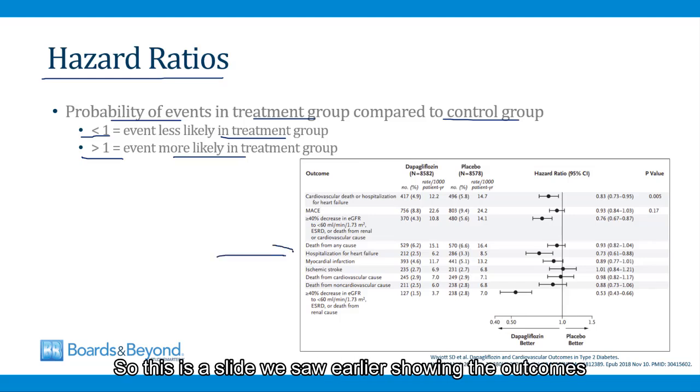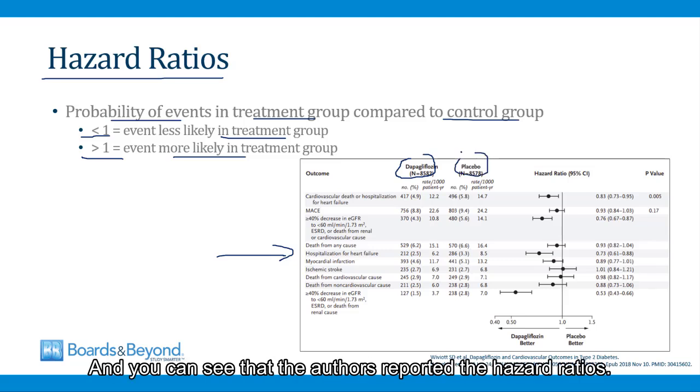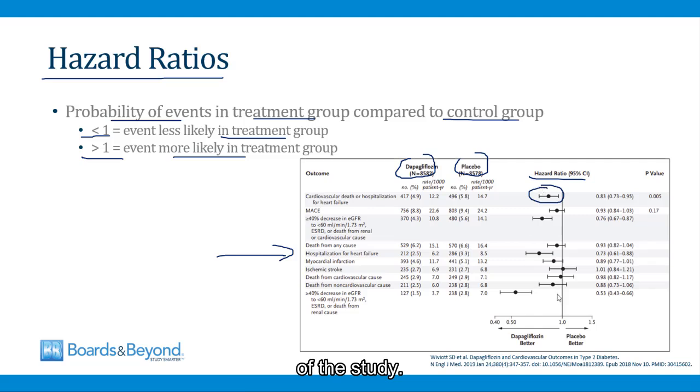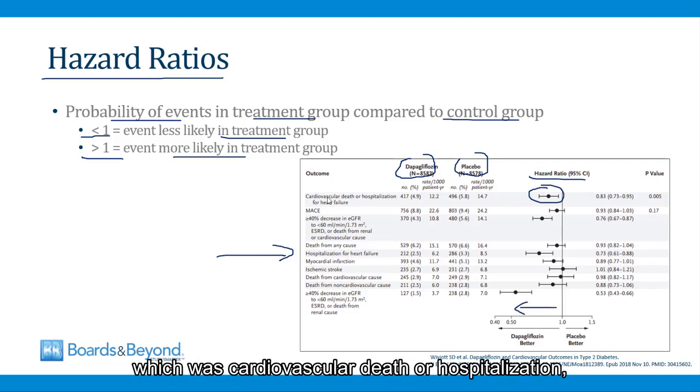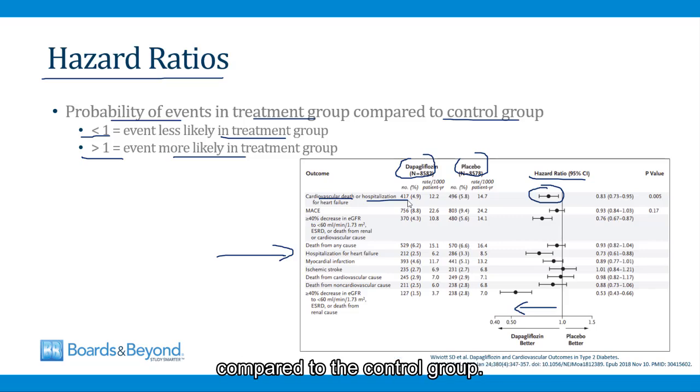So this is a slide we saw earlier showing the outcomes in heart failure patients randomized to either dapagliflozin or to placebo, and you can see that the authors reported the hazard ratios. And this is the hazard ratio for the primary outcome of the study. You can see that it's less than 1, meaning that the outcome of the study, which was cardiovascular death or hospitalization, was less likely to occur in the treatment group compared to the control group.